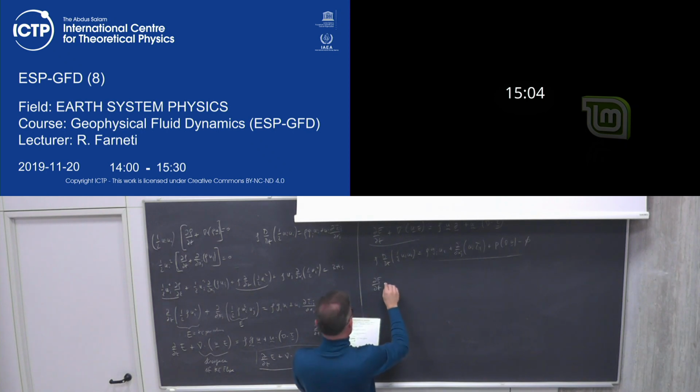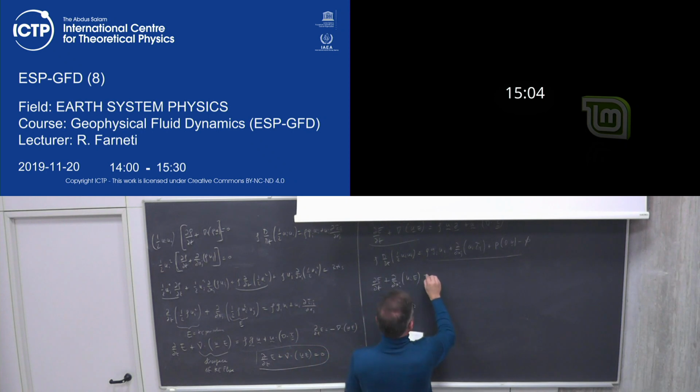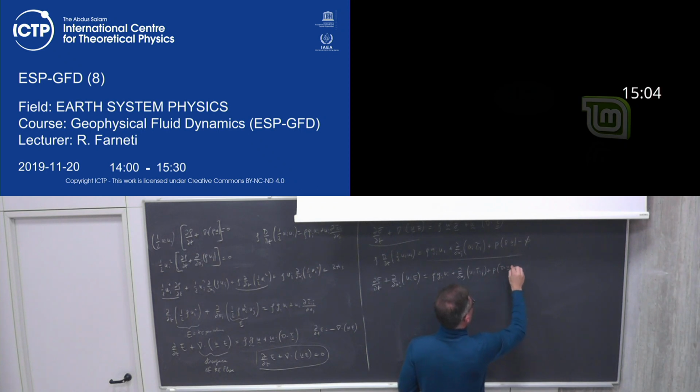So I'm going to write this plus the divergence of the flux. This is going to be equal to the right-hand side of the second expression. Just using the left-hand side of one expression and the right-hand side of the other.